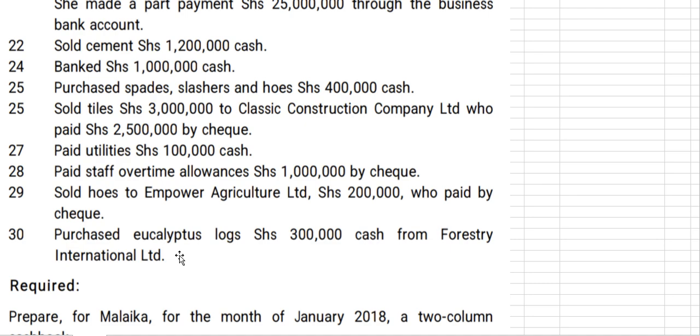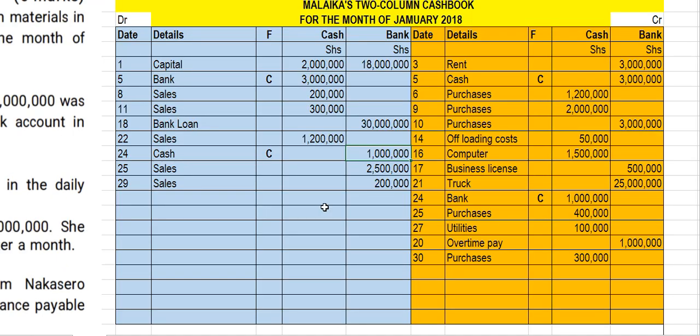So this is my cash book. Of course, now we are going to see how we can balance this together. You have to find out which side of the cash book is bigger. After finding out the bigger side, you add the amounts on the debit, you also add those on the credit, you add bank on the debit, you also add your bank on the credit, then find out which is bigger.